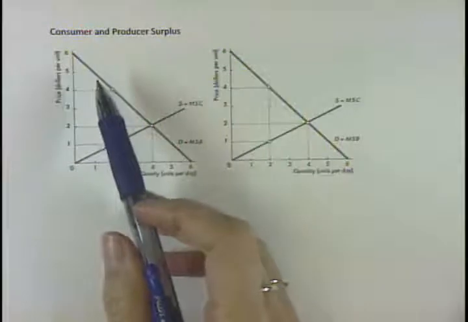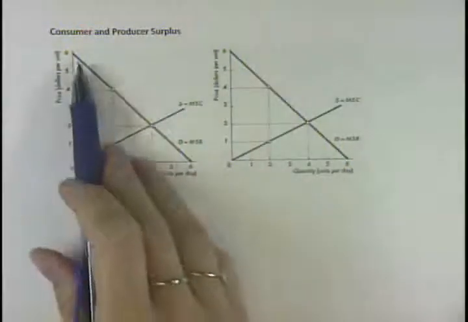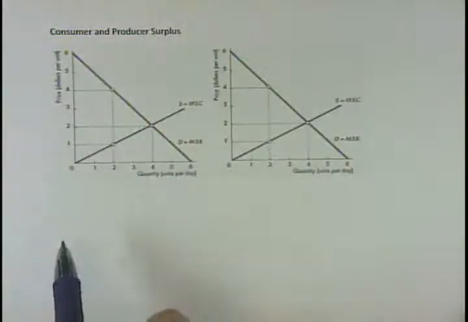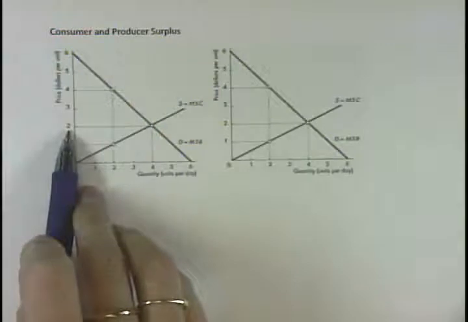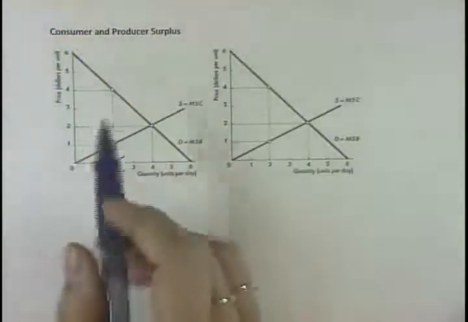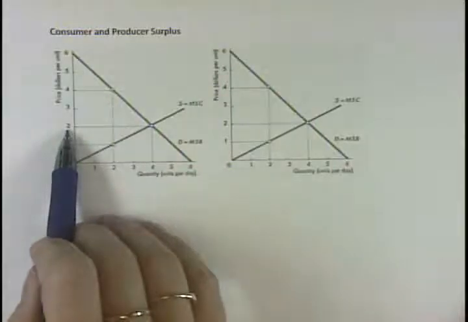Let's assume it's a piece of pizza and you're really, really hungry. You'd be willing to pay $6 for that piece of pizza, but the market price of this pizza is only $2, so you only have to pay the $2. So I'd be willing to pay the $6. I only have to pay $2 because that's what the market price is.